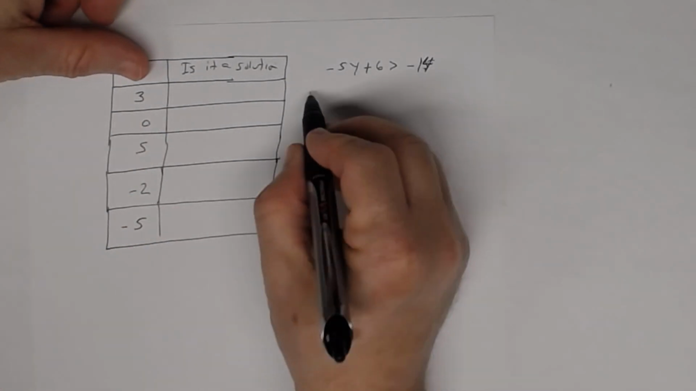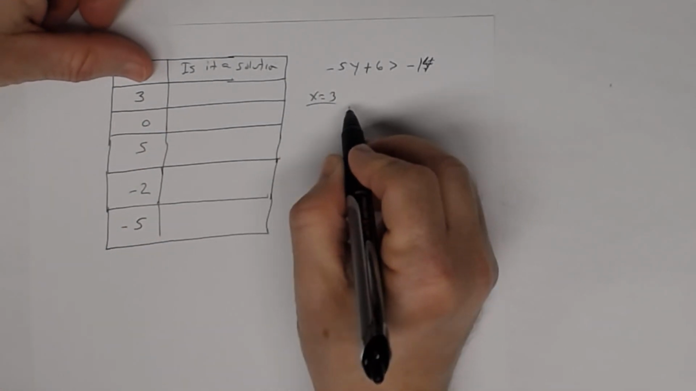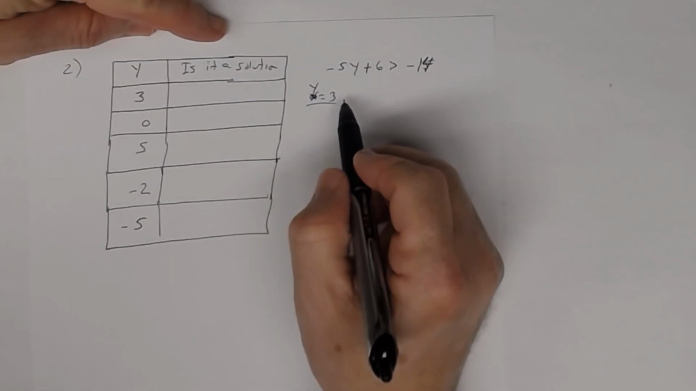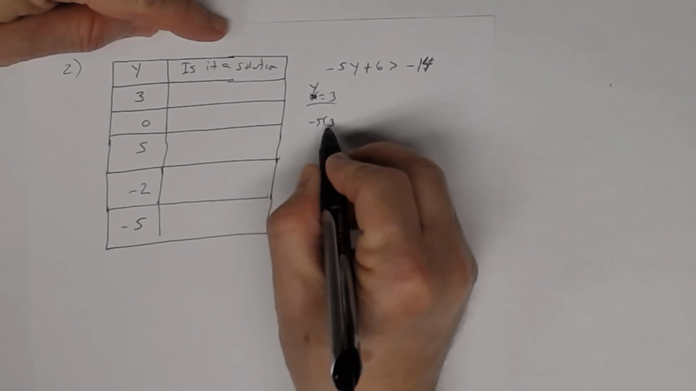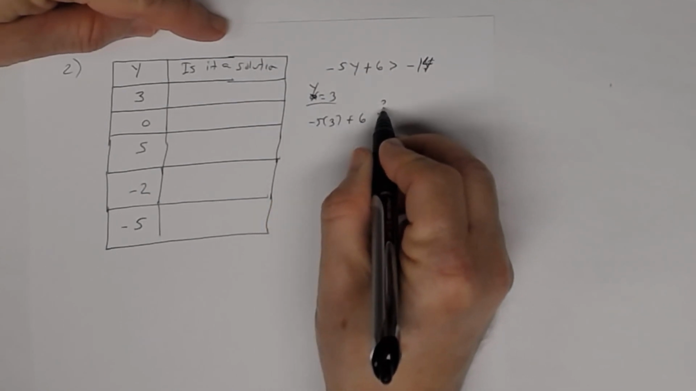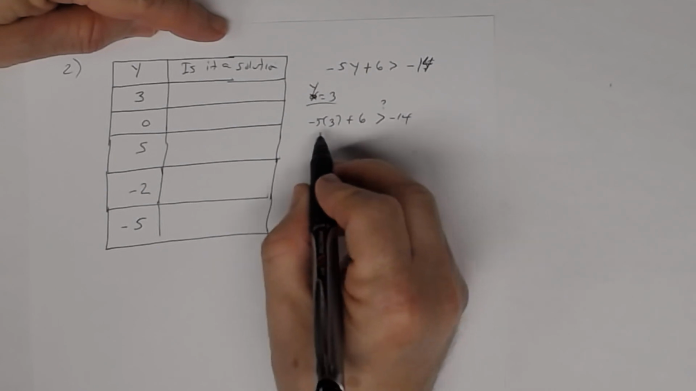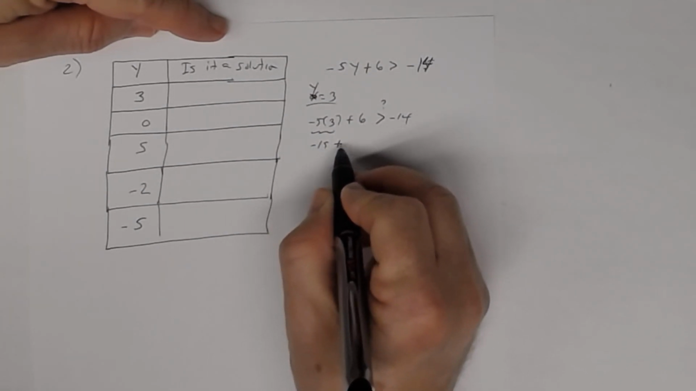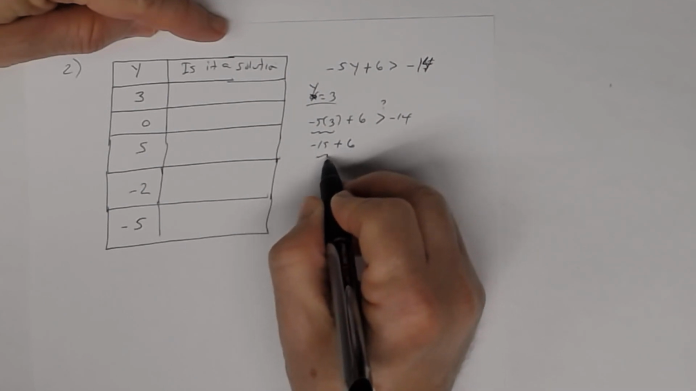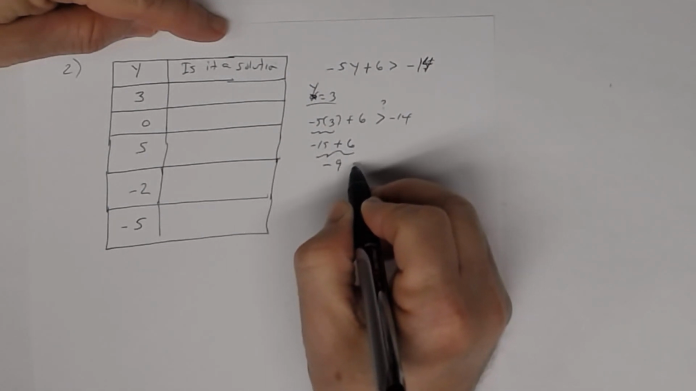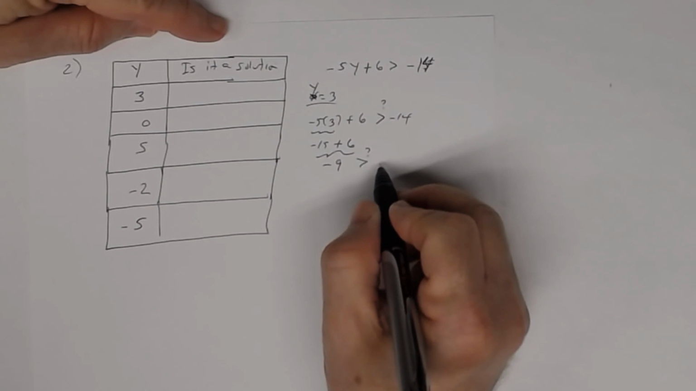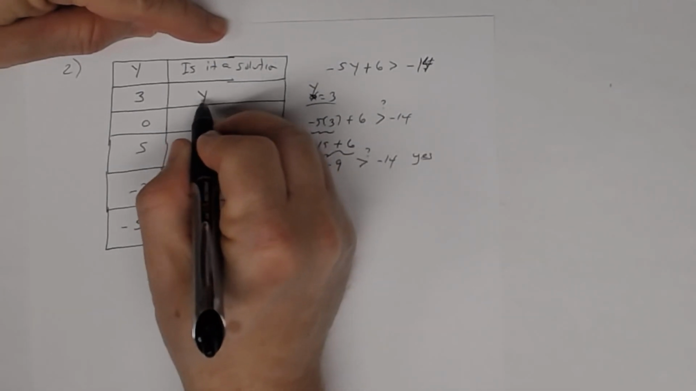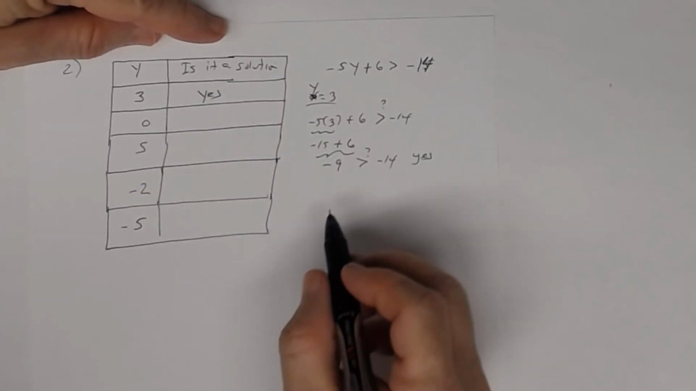So let's just check y = 3 first. I'm sorry, y = 3, excuse me. In place of y, you're going to substitute 3. So I get -5 times 3 + 6, and I want to see if that's going to be greater than -14. -5 times 3 is -15, and -15 + 6 is -9. So is -9 greater than -14? And the answer is yes. So 3 is a solution.